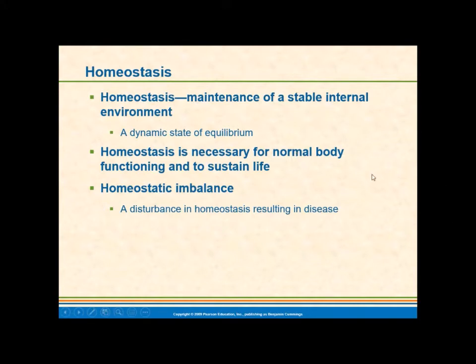Homeostasis is necessary for normal body functioning and to sustain life. Now, we can get homeostatic imbalances when things stop working properly and we no longer maintain that balance, and a disturbance in homeostasis can result in a disease. For instance, we are unable to maintain the O2 saturations properly in our bloodstream. That could be a product of emphysema, but our body sort of adapts, but we are in a disease state at that point.